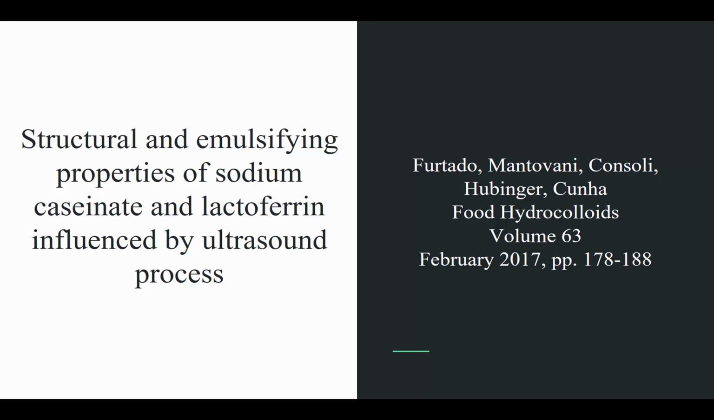So by having our papers look at different structures of the casein and then looking at gelation versus emulsification, we kind of got a broader sense of how the sonication affects the structure and function of the casein.